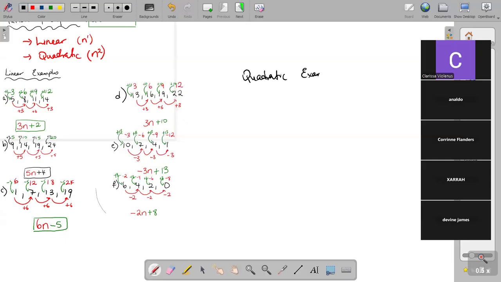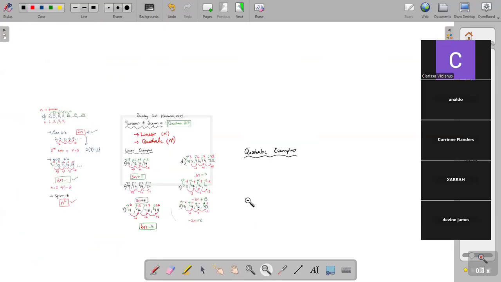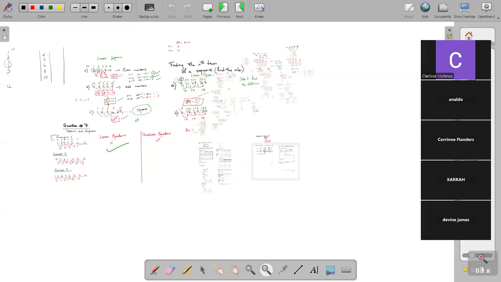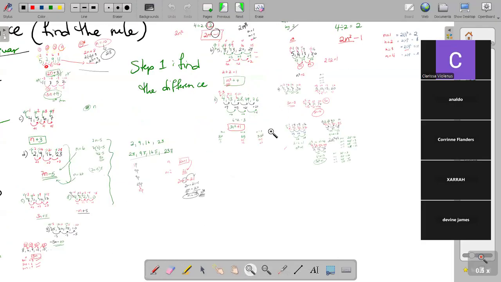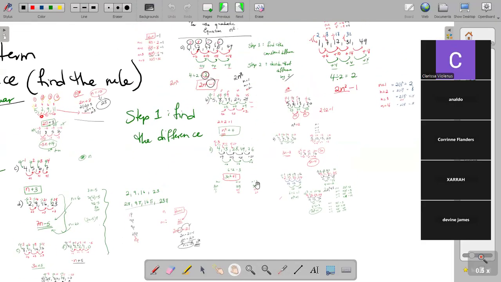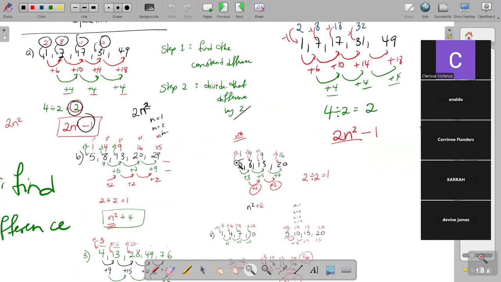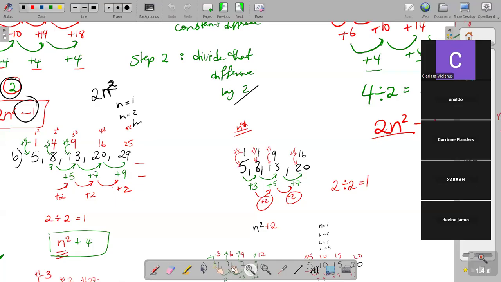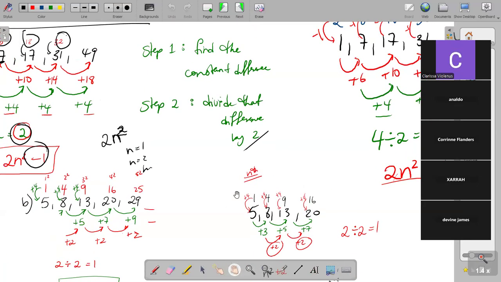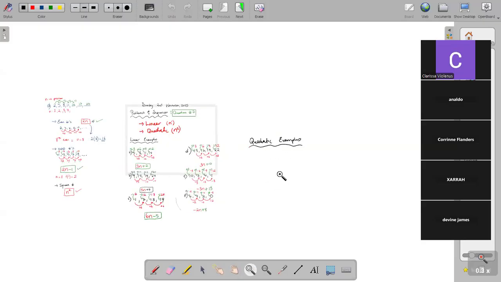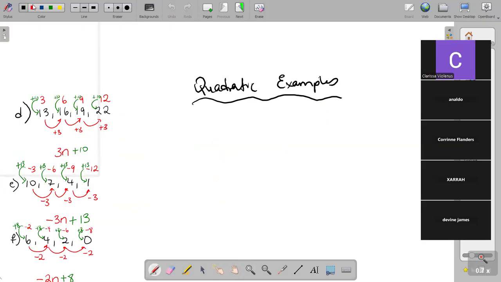I want you to copy down the steps for quadratic examples. I think I have it somewhere, hold on. I think I did it already somewhere. Let me see if I can just copy that instead of doing it over. I think it's these 2 steps. Let me just write it over.